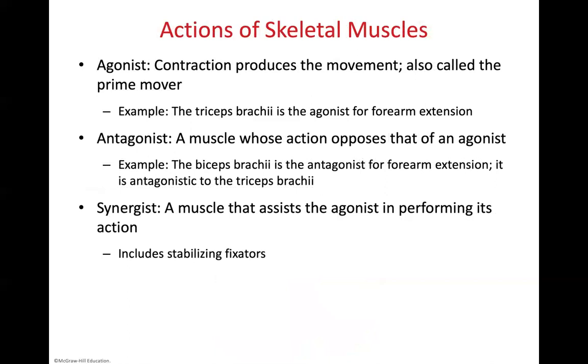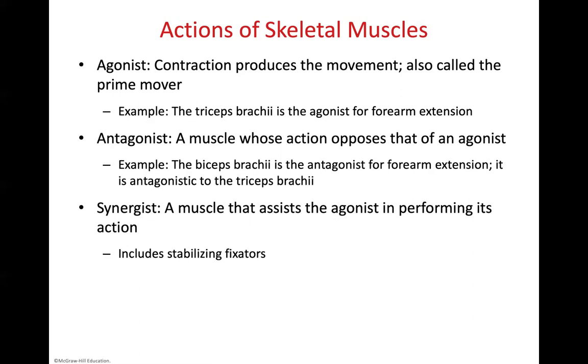So let's talk about some of these actions of skeletal muscles, which you all probably know well from completing your homework number 3. For the actions of skeletal muscles, the main mover of a particular action is said to be the agonist. The agonist of a movement is the muscle whose contraction produces the movement. This is also called the prime mover. So the triceps brachii, the muscle on the back of the brachial region, is the agonist for forearm extension at the elbow, or the prime mover of forearm extension.